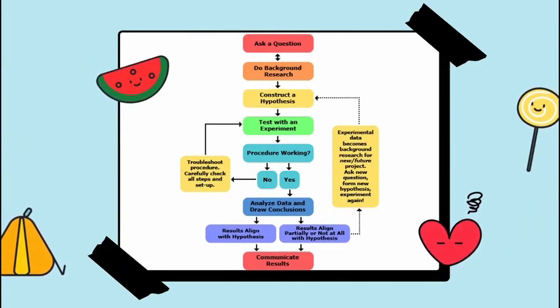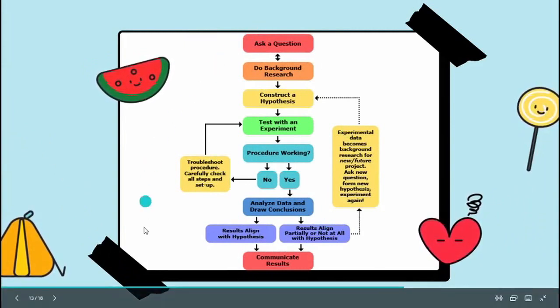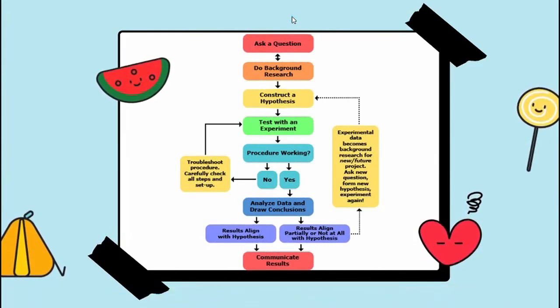Okay, as a summary, here is the step-by-step procedure of the scientific method. So first, you ask a question. Second, you do a background research. And then you construct a hypothesis. And then you test with an experiment. Now, in the experiment, you have to see if the procedure is working.